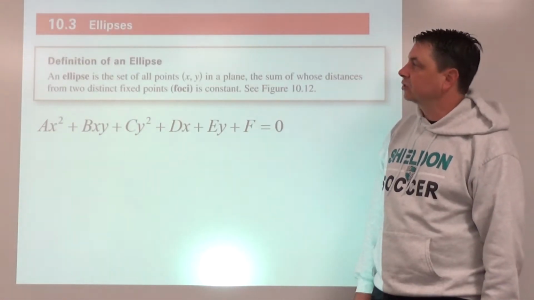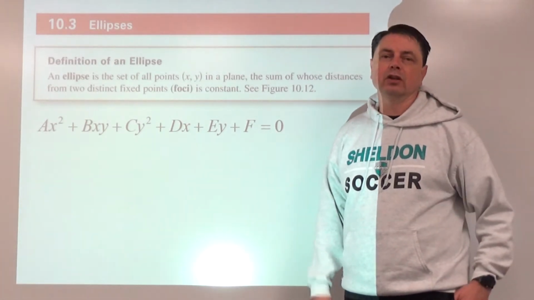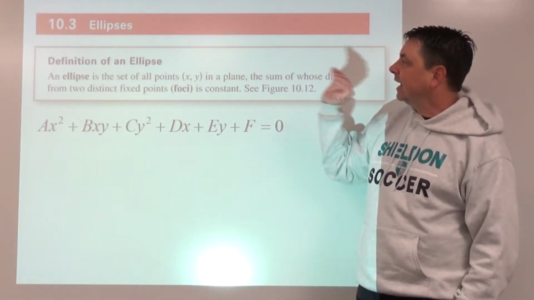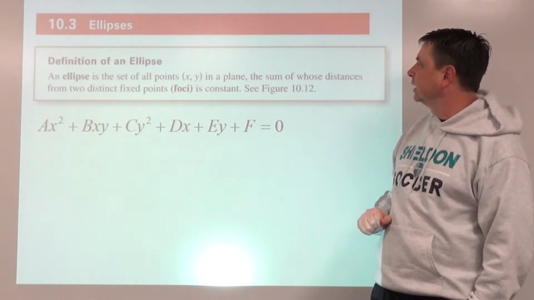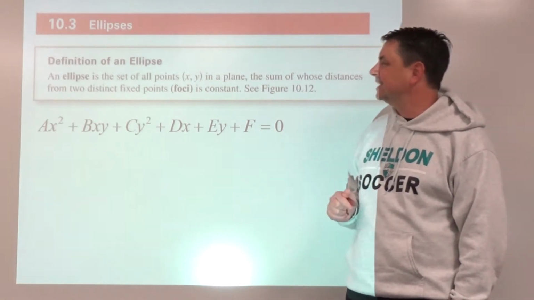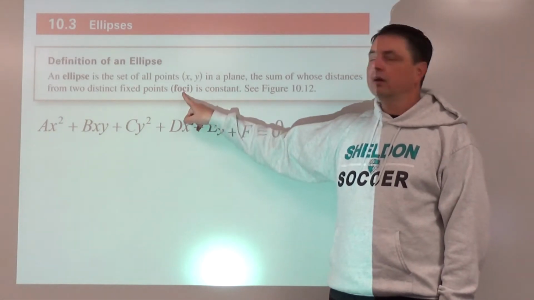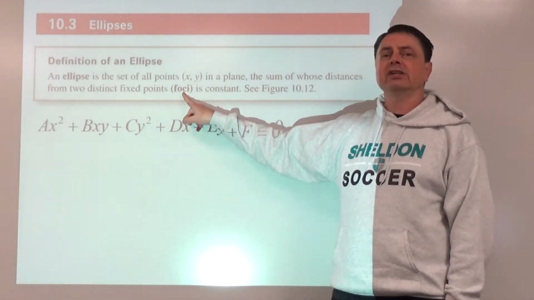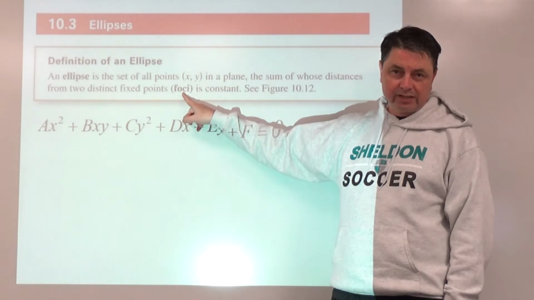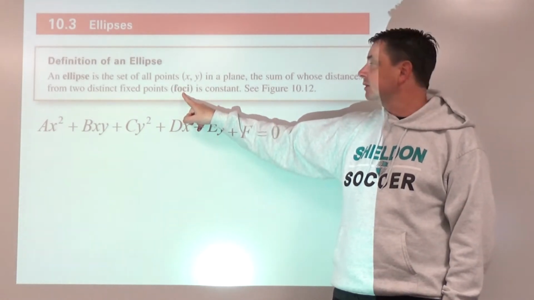This is lesson 10.3, ellipses. So again, looking at conic sections. And the definition of an ellipse is a set of points, the sum of whose distances from two fixed points called foci is constant. Foci is one pronunciation. Foci is also an acceptable but bizarre pronunciation.